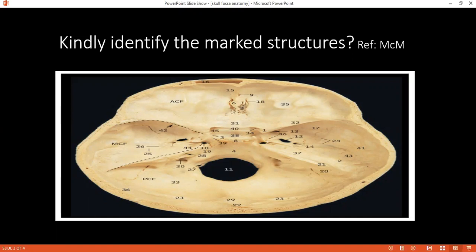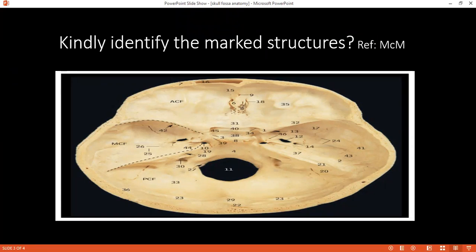Yes. And the posterior cranial fossa is bounded anteriorly by the apex of the petrous part of the temporal bone and the diaphragma sellae, and posteriorly it is the occipital bone, and laterally it is the squamous and mastoid part of the temporal bone.